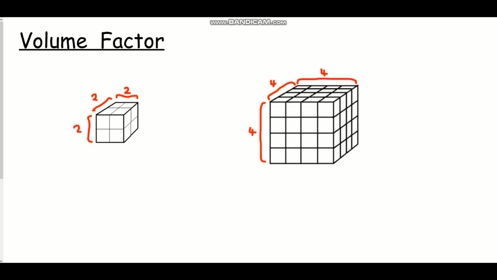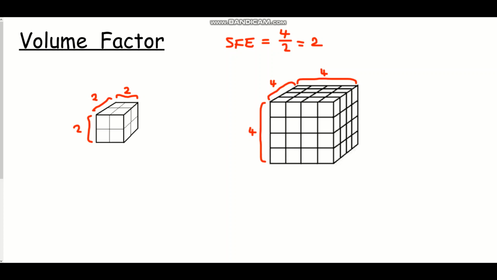Okay, on the left hand side here I've got a 2 by 2 by 2 cube, and on the right hand side I've got a 4 by 4 by 4 cube. So finding the scale factor should be quite easy. Our scale factor enlargement is just one side length divided by the other. The bigger side length is 4. Our smaller side length is 2. So 4 divided by 2 is 2 as our scale factor of enlargement.